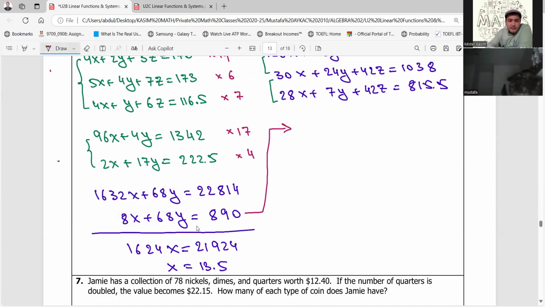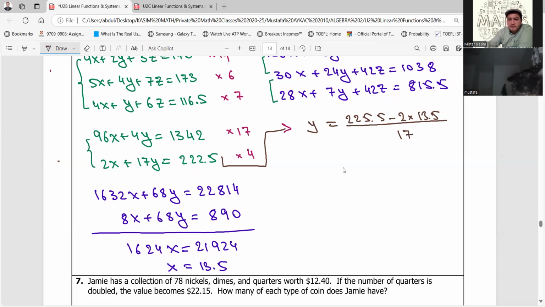What is y? I think not this one, that's a bit big a number. I think we should use this equation. So y is equal to 225.5 minus 2 times x, that is 13.5, divided by 17. That is 11.5. That's y.